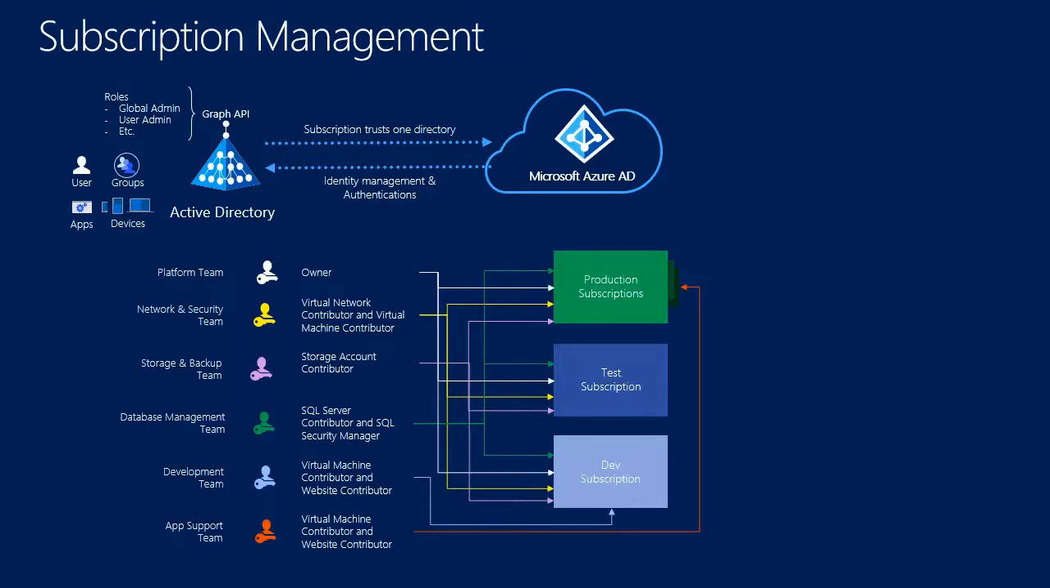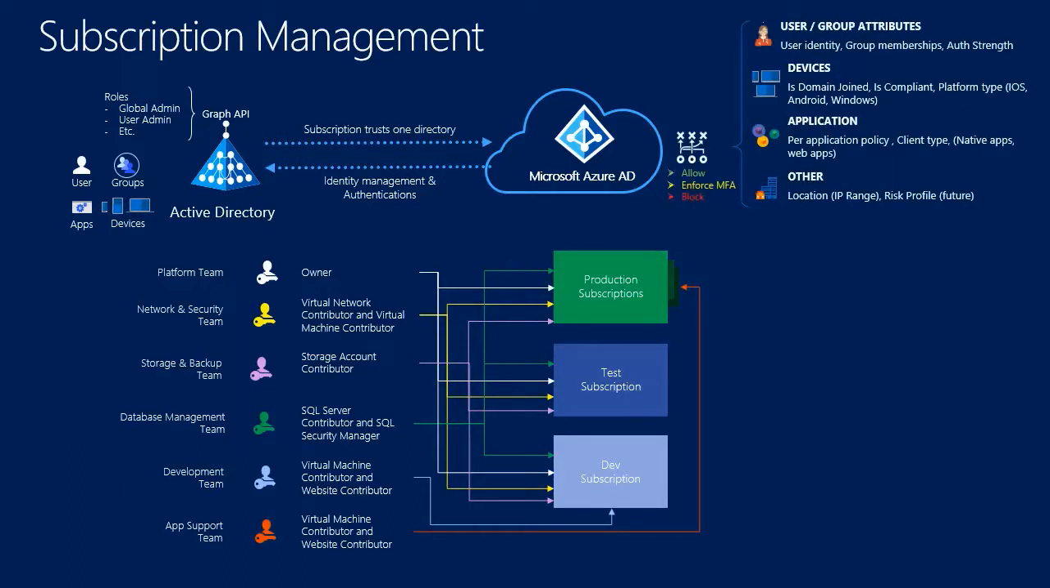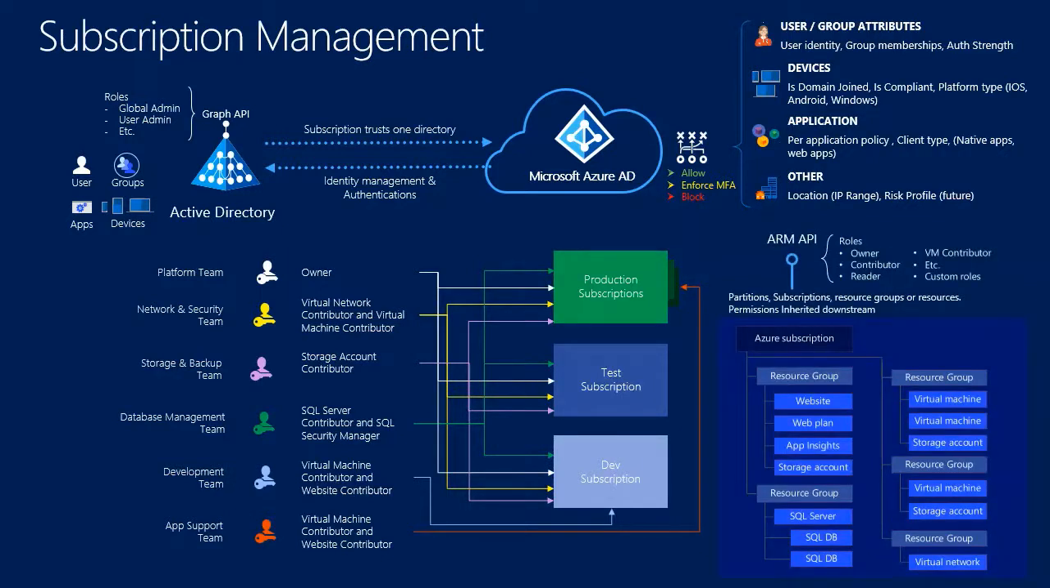You can have multiple groups, like for example, as is illustrated in this diagram, you've got the network security team, storage backup team, a database management team, and they can have access to multiple subscriptions. It's up to you to control all of that. You can also have multiple user group attributes, which are exactly the same as how you would manage users, devices, applications or access to applications on Azure Active Directory. You can also use the Azure Resource Management API.